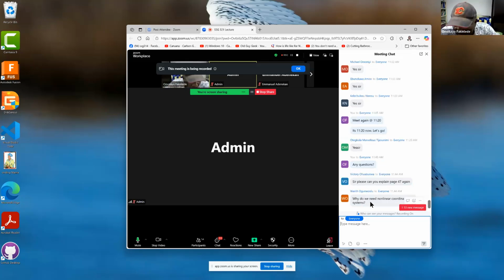Okay, Ogunwolu is asking, why do we need nonlinear coordinate systems? There are problems that are of interest to us that can only easily be defined in cylindrical coordinates. For instance, if you are working with pipes, the circle is simply Z is equal to A. That is the equation of a circle. Compared to x minus something squared plus y minus something squared plus z minus something squared is equal to r squared. So the equations become very complicated when you are using Cartesian.